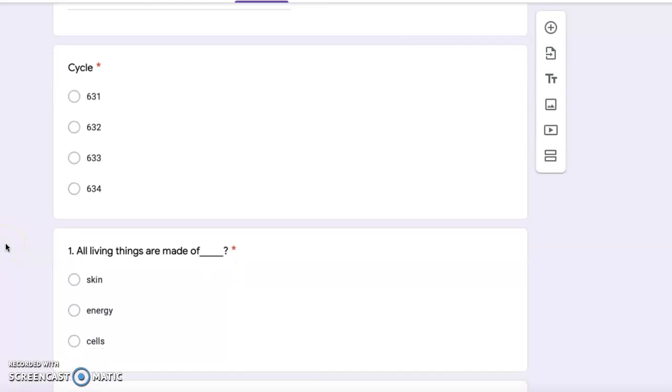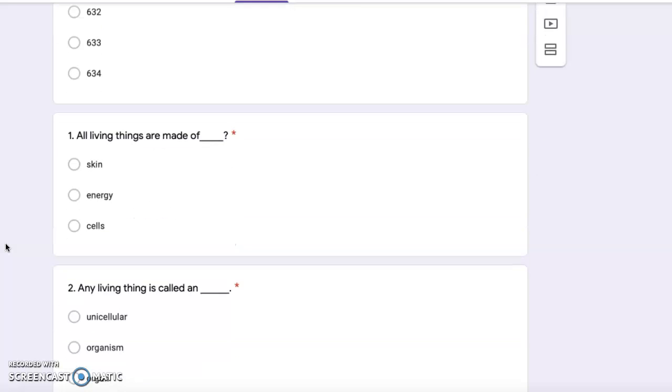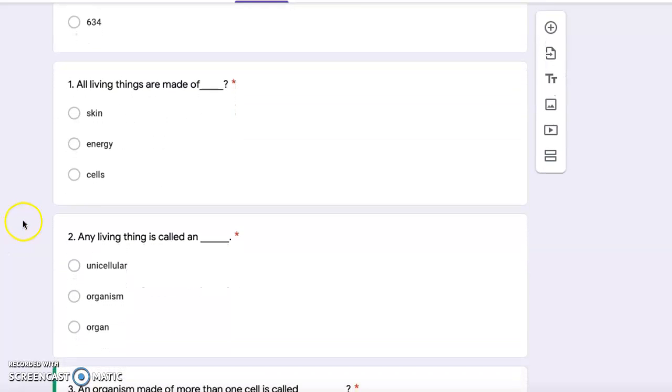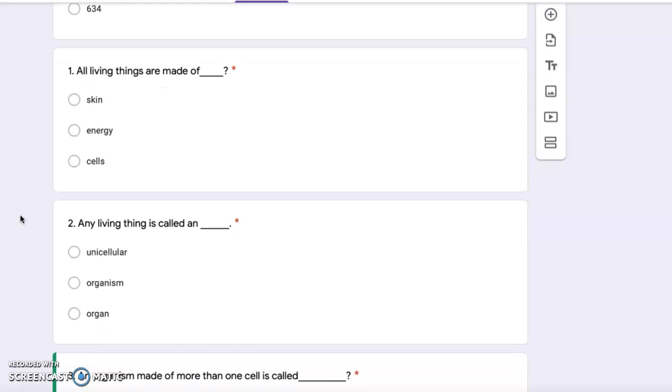Number 1. All living things are made of skin, energy, or cells. Number 2. Any living thing is called an unicellular, organism, or organ.